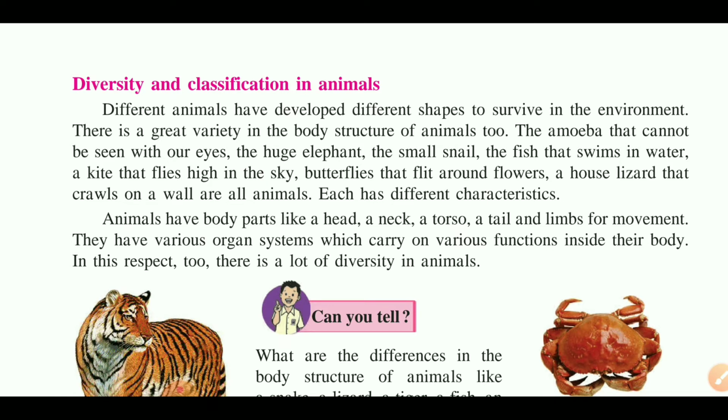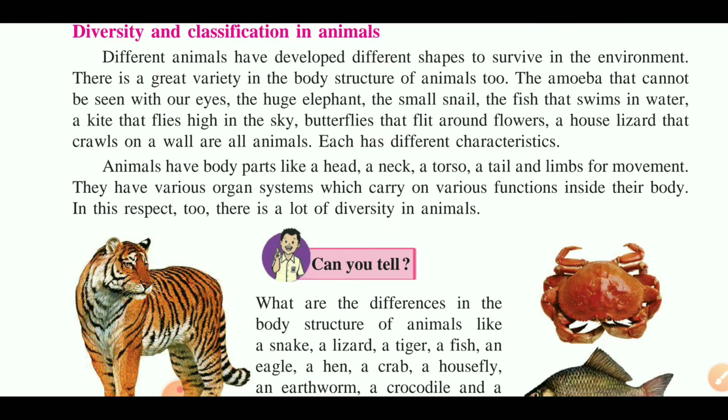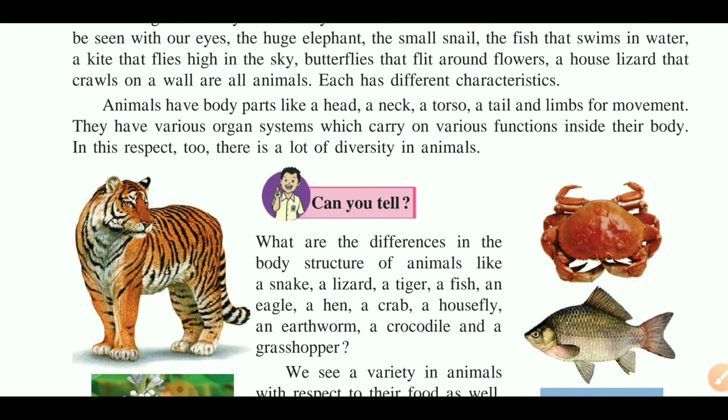Then the huge elephant you can see, the small snail, the fish that swims in water, a kite that flies high in the sky, butterflies that flit around flowers, a house lizard that crawls on the wall are all animals. Each has different characteristics. If you check everyone, you can differentiate between the animals. Now animals have body parts like a head, neck, torso, a tail, and limbs for movement. They have various organ systems which carry on various functions inside their body. In this respect too, there is a lot of diversity in animals.